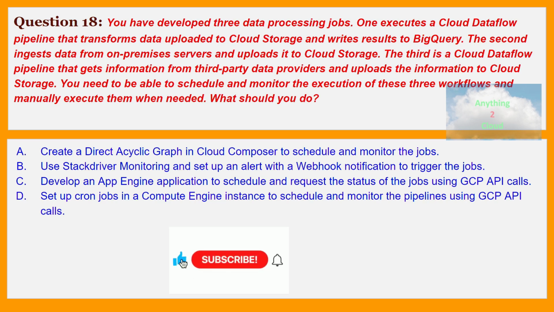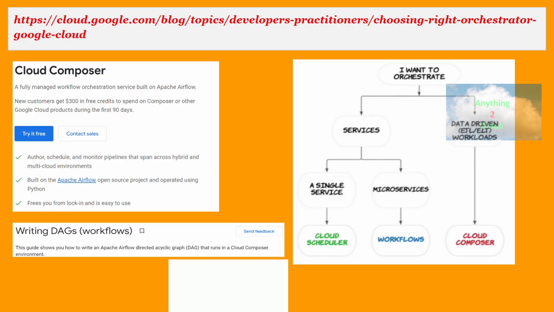Before going to the answer, let's quickly talk about orchestration here. This screenshot is from the above link. If you see at the right, I want to orchestrate. It's either service-driven or data-driven. If it's a service, whether it's a single service or a microservice, if it's a single service, then we can go for Cloud Scheduler, and if it's a microservice, we can go for Workflows. But in case of data-driven workloads, we can use Cloud Composer. Because in this question all the things are data-driven, Cloud Composer is the right answer here.